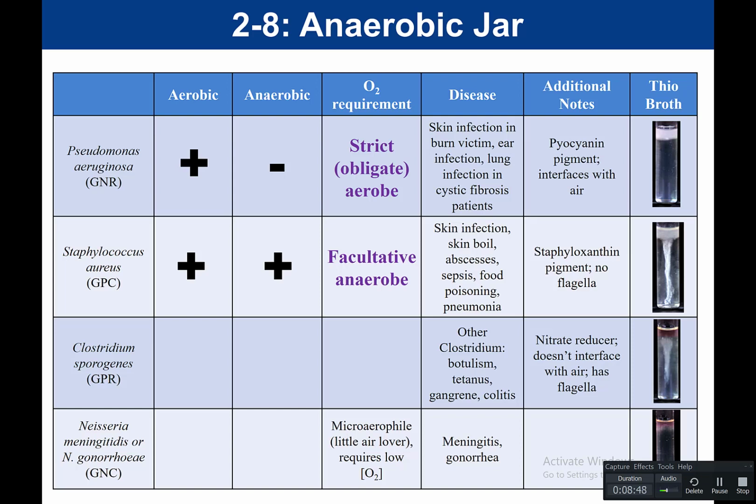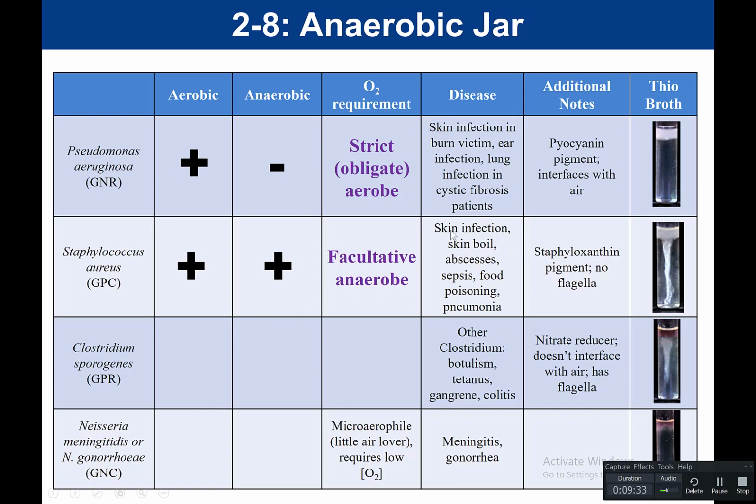Facultative anaerobe grows with or without oxygen, but grows better with O2. So it grew under both conditions though. Now remember that the reason that it grows better when oxygen is present is because when it does aerobic respiration, the ATP yield is much higher, about 30 to 32 ATP per glucose, compared to anaerobic. When they do fermentation, they will only get 2 ATP per glucose. So an organism that's a facultative anaerobe will grow better aerobically than they will anaerobically.